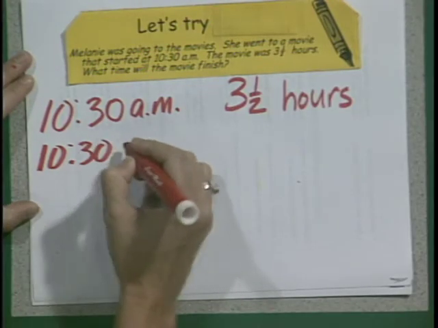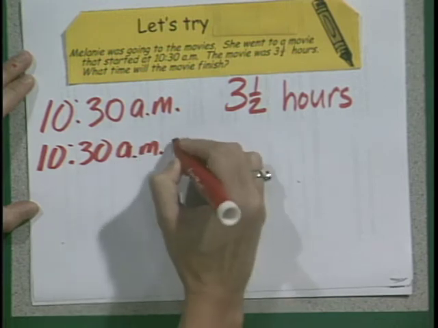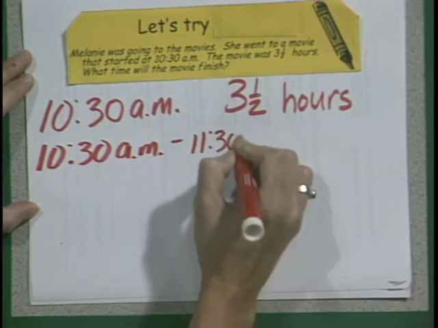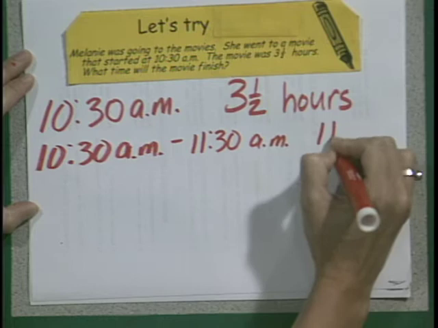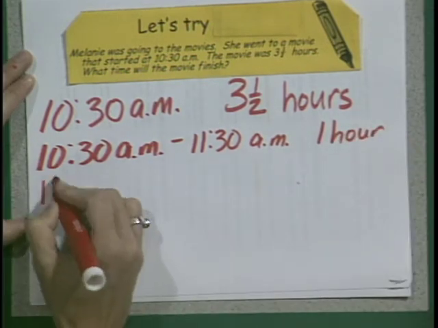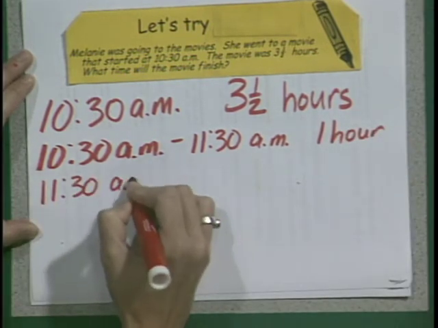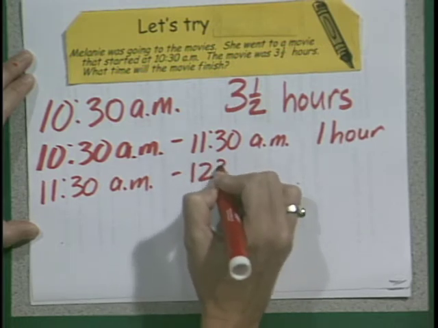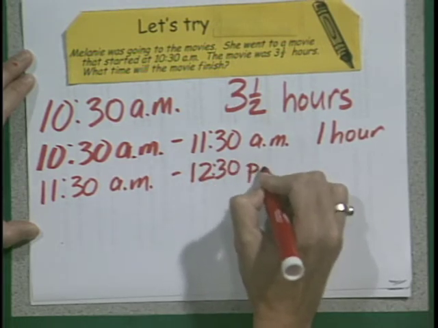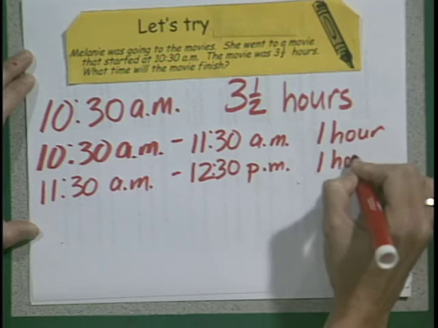So let's go ahead and write that out on our problem, and that way we can see exactly what we just did on the clock. So we were starting at 10:30 a.m., and 1 more hour brought us to 11:30 a.m. So that's our first hour. Then we went from 11:30 a.m. to 12:30 p.m. and that was our second hour.